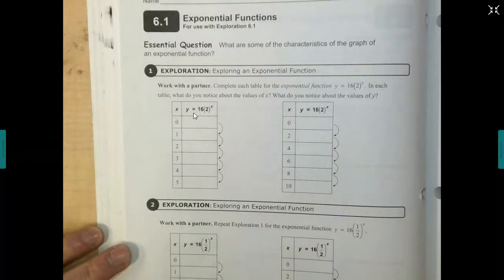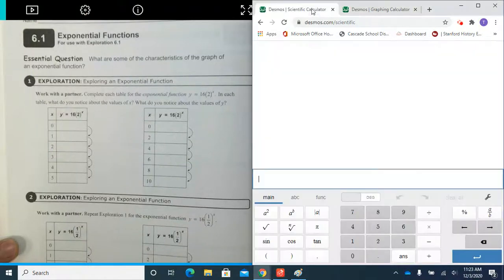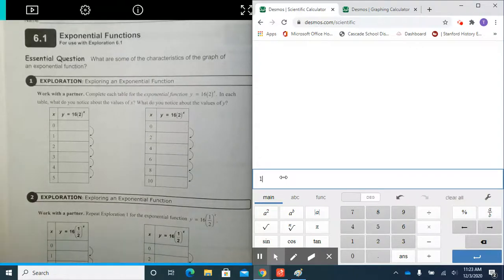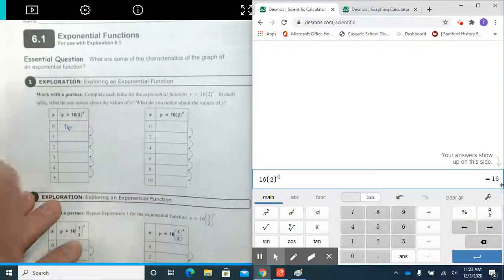If we want to graph this, I would encourage you to use one of the Desmos calculators. So if you use the scientific calculator, we could plug this in, 16 times 2 to the x. Our first problem is the 0 power. So what do we get when we put 0 in here? We get 16, because we know that anything to the exponent 0 is 1, so 1 times 16 is 16. So our first one here is 16.